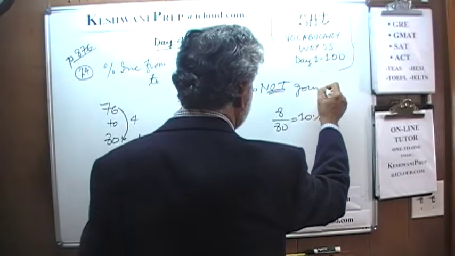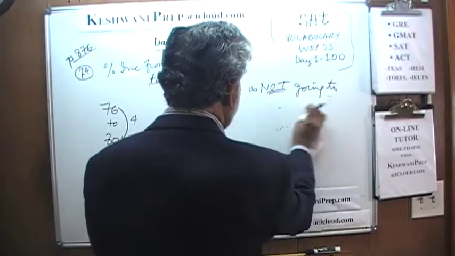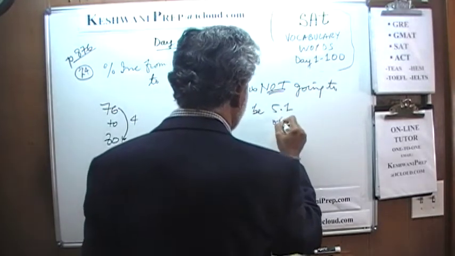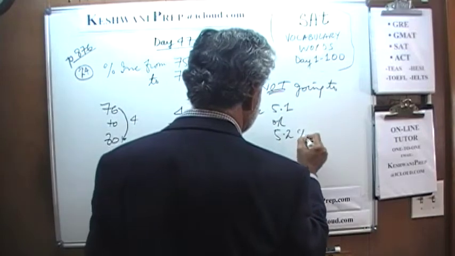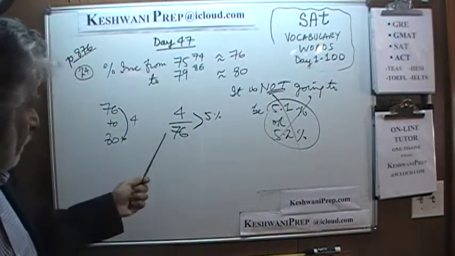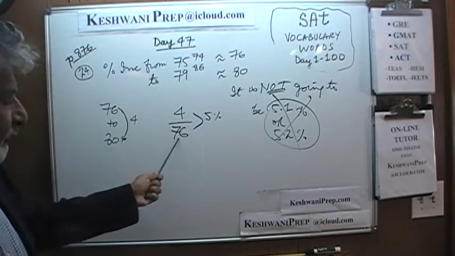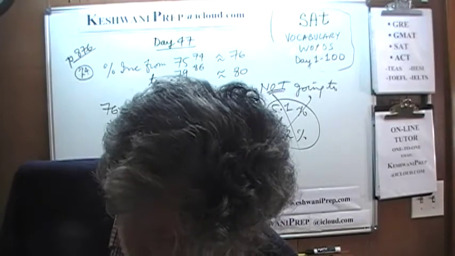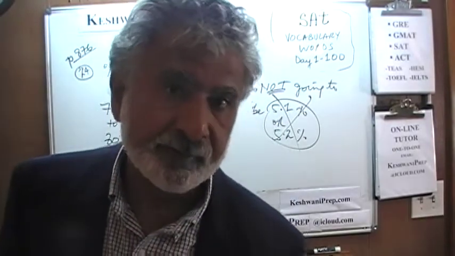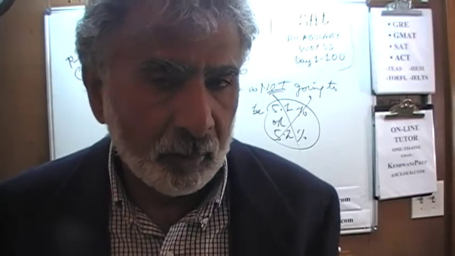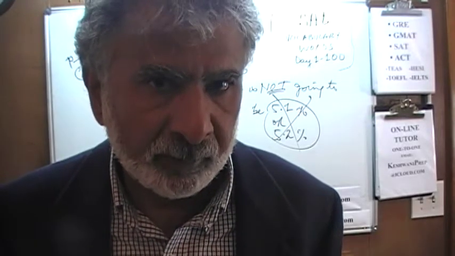It is not going to be 5.1 or 5.2%. They're just too small, because there's a big difference between 80 and 76. The only other option that we have is 5.4. And if I were taking the exam right now myself, this would be the end of the story. I will pick 5.4 and move on with my merry life.